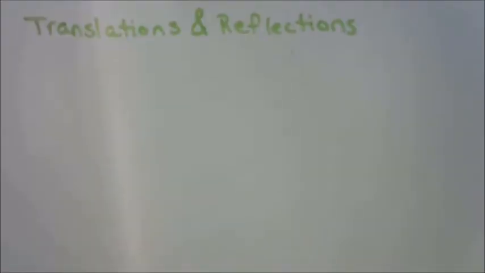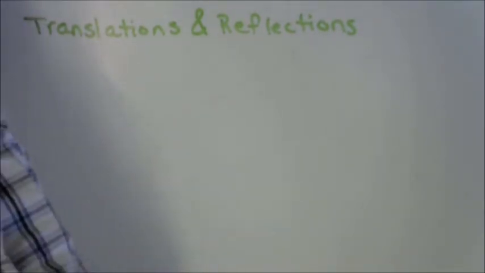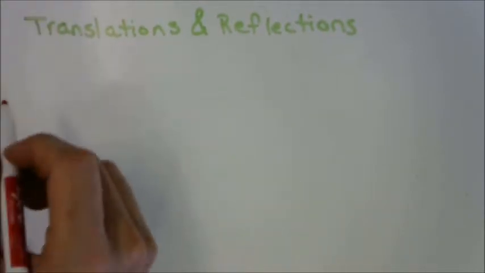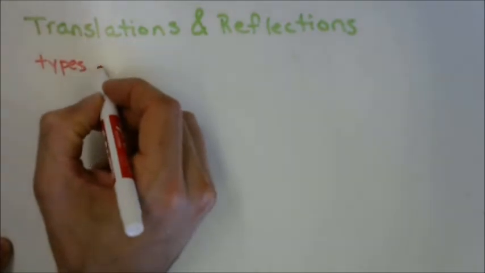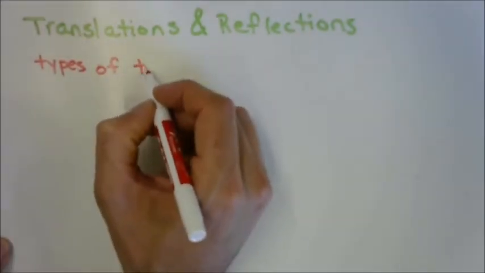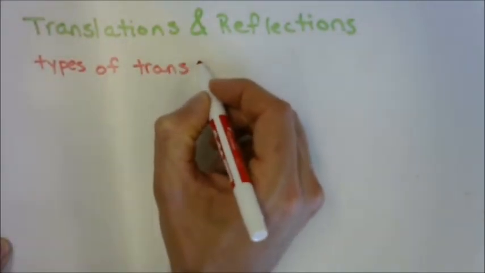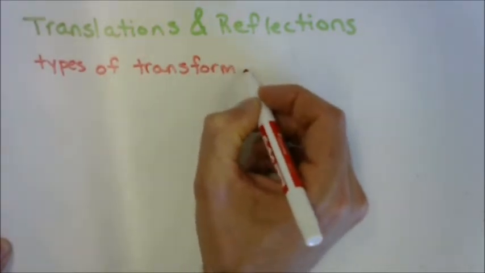Okay, the next thing we need to brush up on is some vocabulary and skills involving translations and reflections. Translations and reflections are both types of transformations. Find a place to write that on your sheet.